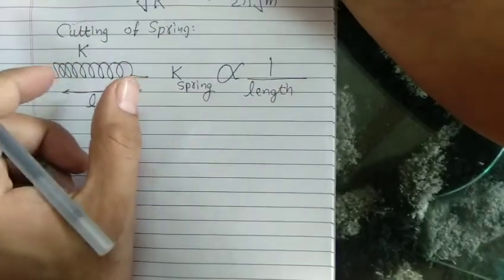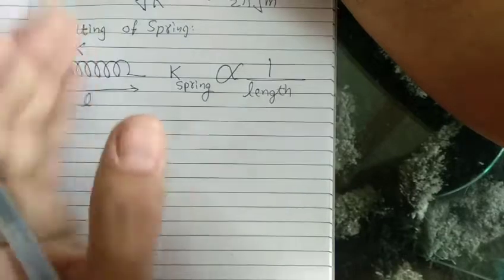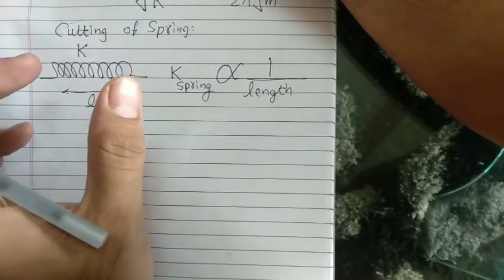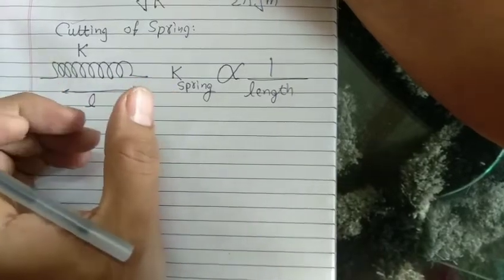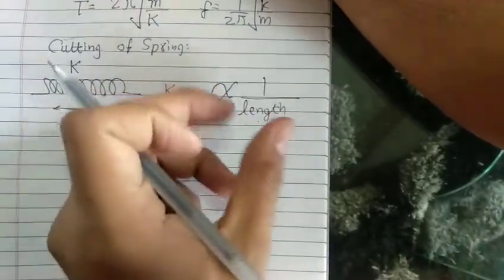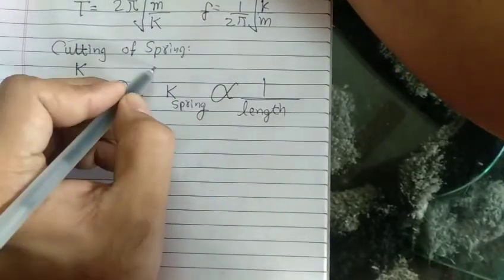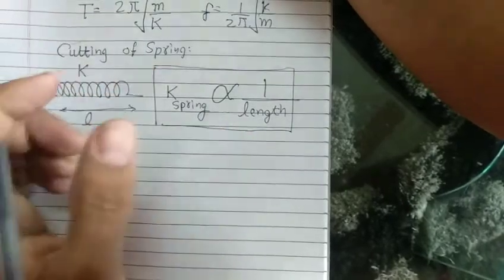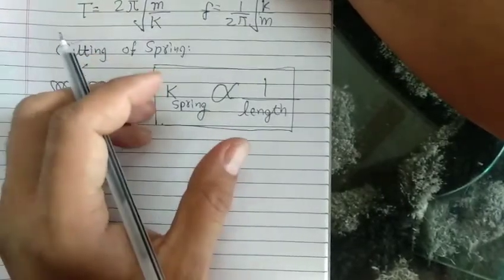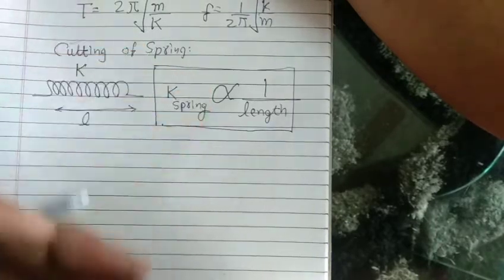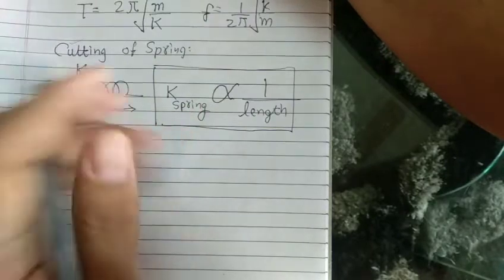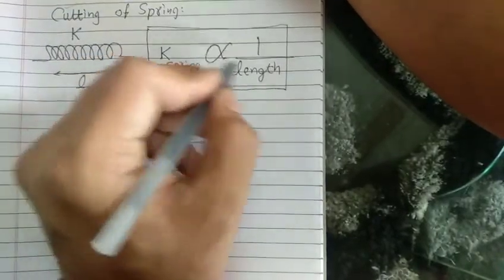That means if you decrease the length of a spring, that means if you cut the spring into 2 parts, the length of each part will decrease. Now, if you decrease the length by cutting the spring, K gets increased. Some students may have a doubt about how this formula came. I will prove this formula after a few minutes, but as of now, we will remember it and go ahead: K of the spring is inversely proportional to the length of the spring.